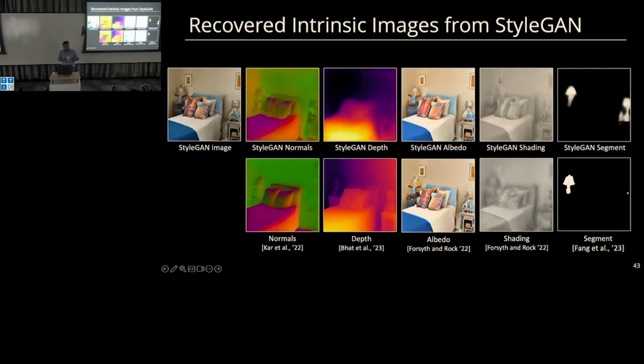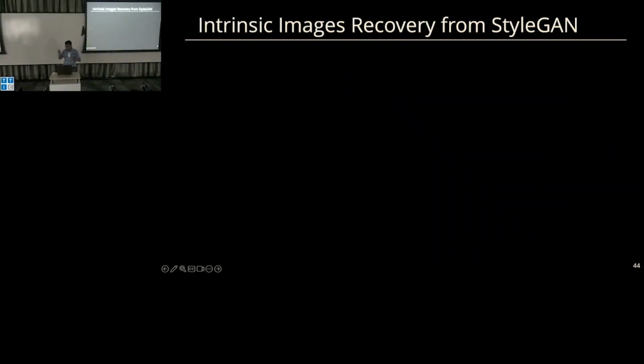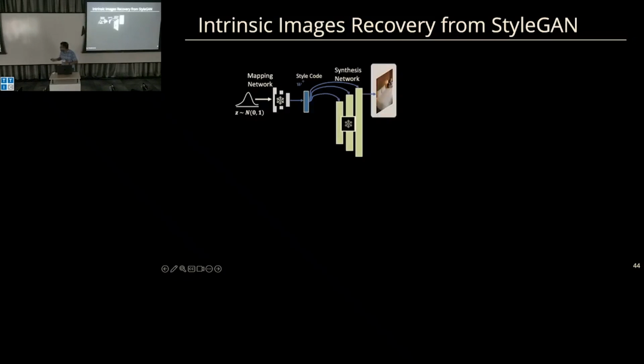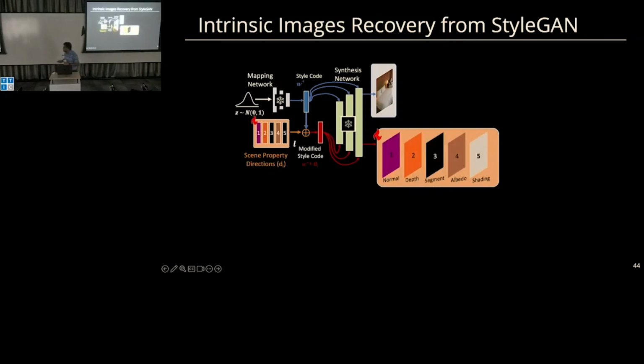So how do we recover these intrinsic images from StyleGAN? We use the same trick that I showed you earlier for lighting, where we have this simple vanilla StyleGAN where you feed in a noise image, pass it through some mapping network, you get a style code, and you pass it through a synthesis network to generate images. Now what we do differently here is that instead of finding lighting directions, we find these independent scene property directions. One that would make normal, the other that would make depth, the third one that would make segment, light dependent component and light independent component.